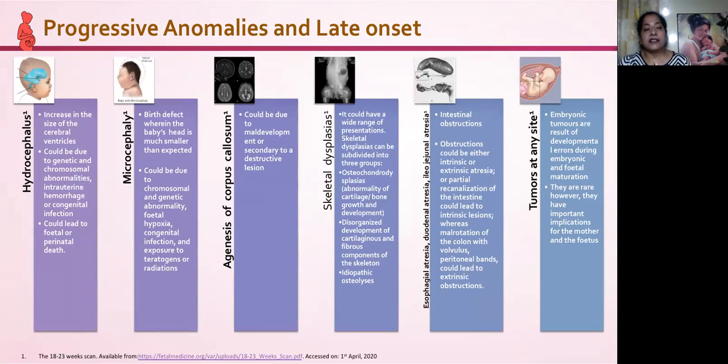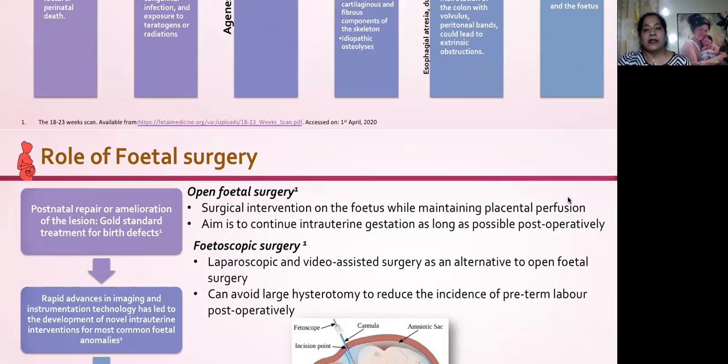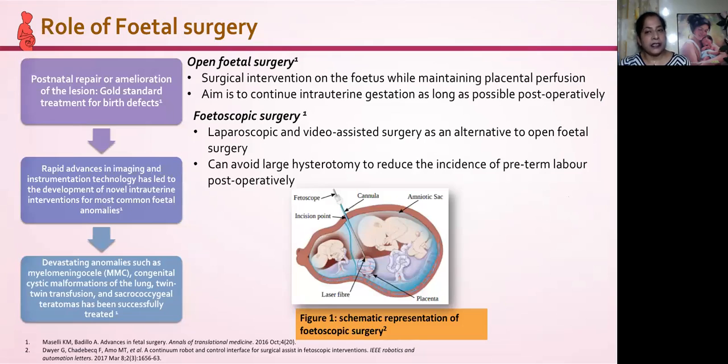Now, here is the list of some anomalies which are identified later on, and counseling and decision-making play an important role in management. Hydrocephalus, then microcephaly, agenesis of corpus callosum, some skeletal dysplasias, esophageal atresia, duodenal atresia, and genitourinary atresia, and various tumors which are developing at different sites. This may have implications for both the mother and the fetus. In these situations, ex utero surgery is an option, but there is a role of fetal surgery as well.